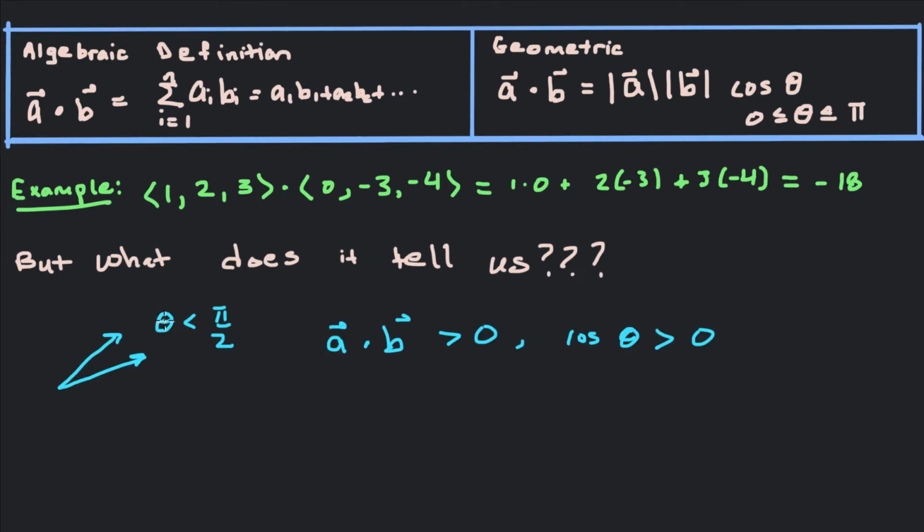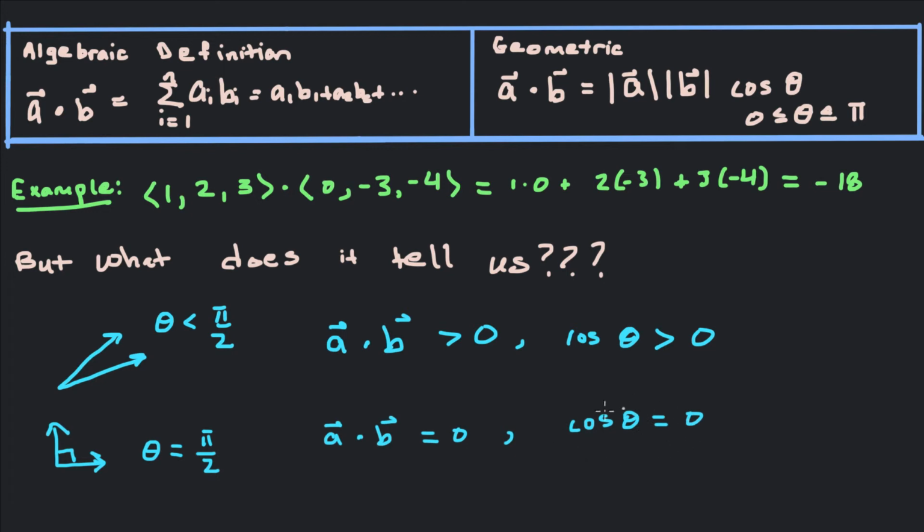So, for example, if theta, this angle here, is less than pi over 2 or less than 90 degrees, it's an acute angle, then the cosine of that is positive. So the dot product would be positive. Magnitudes are positive, and cosine for angles less than pi over 2 and greater than 0 is positive. So that would give us a positive dot product. Whenever the dot product is positive, we can say that the vectors more or less point in somewhat the same direction.